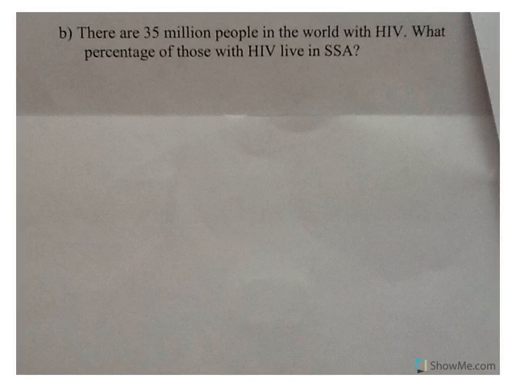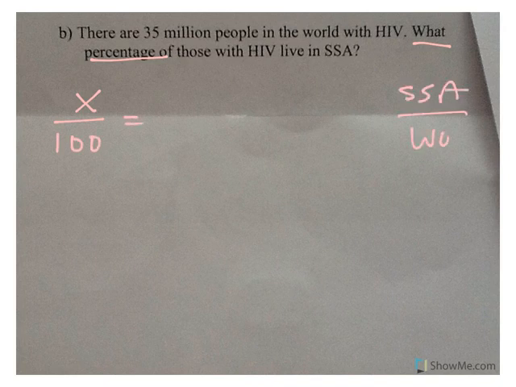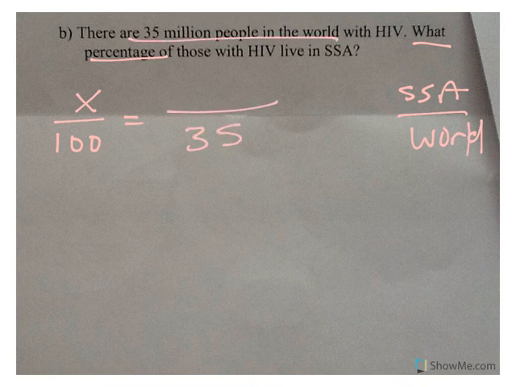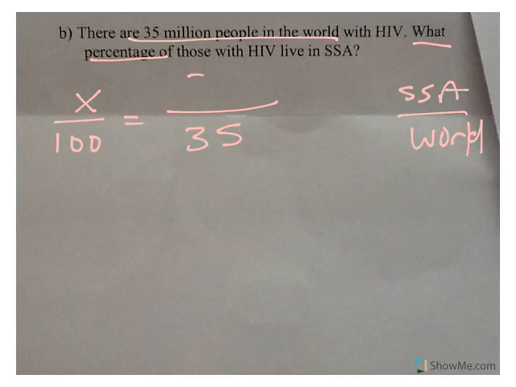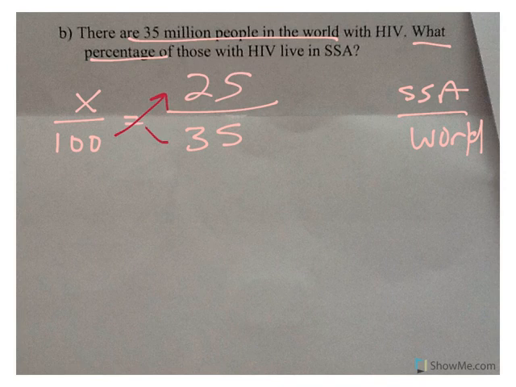There are 35 million people in the world with HIV. What percentage of those live in Sub-Saharan Africa? So now the question is, what percent? Well, percent goes over 100. Again, we're comparing Sub-Saharan Africa to the world. Well, the world has 35 million people with HIV. So Sub-Saharan, oh, nope, I have a number for that. My bad. If you recall, it says right here, estimated 25 million people in the region. There we go. Again, we cross multiply and divide.